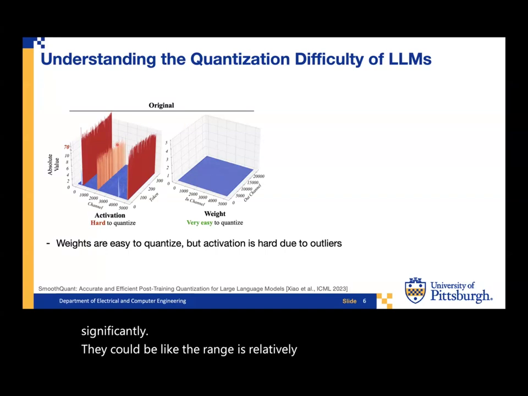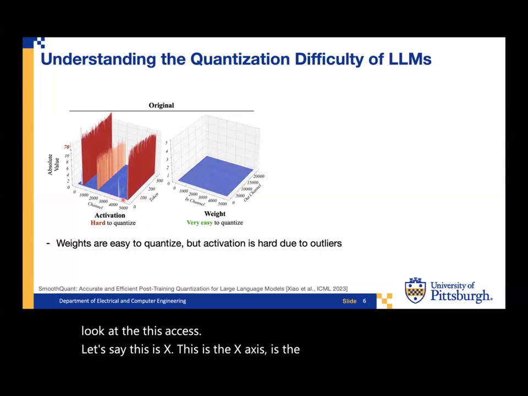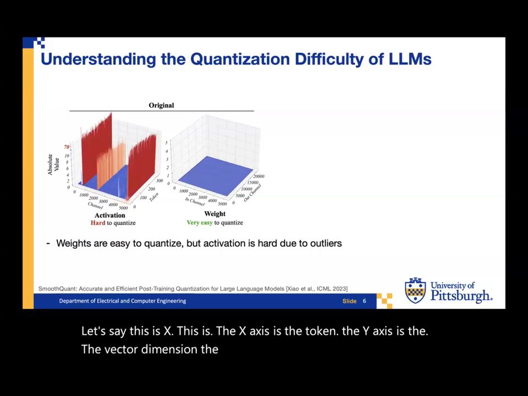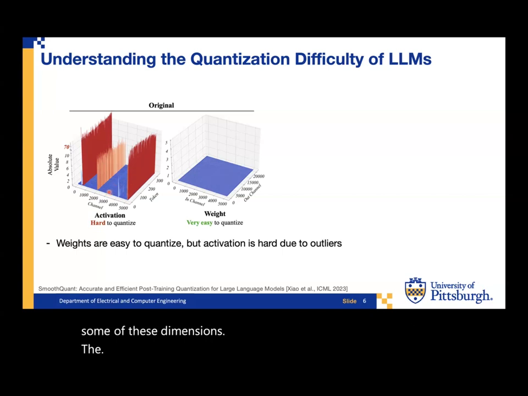But the interesting thing about the activation is, if you look at this axis, let's say the x-axis is the token and the y-axis is the vector dimension. You can see that for some of these dimensions, the values are significantly higher than all the other, these blue numbers.